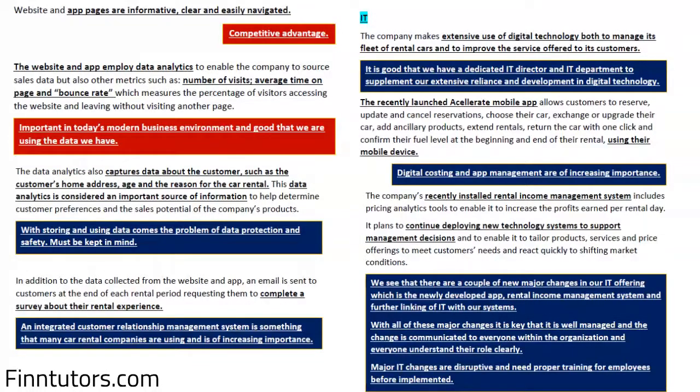With all of these major changes, it is key that it is well managed and the change is communicated to everyone within the organization, and everyone understands their role very clearly. Major IT changes are disruptive and need proper training for employees before they are implemented so that they understand why this change is being made. So keep in mind, the app is new, the rental income management system is new, and you are always looking for new ways to tailor products and help management make their decisions.